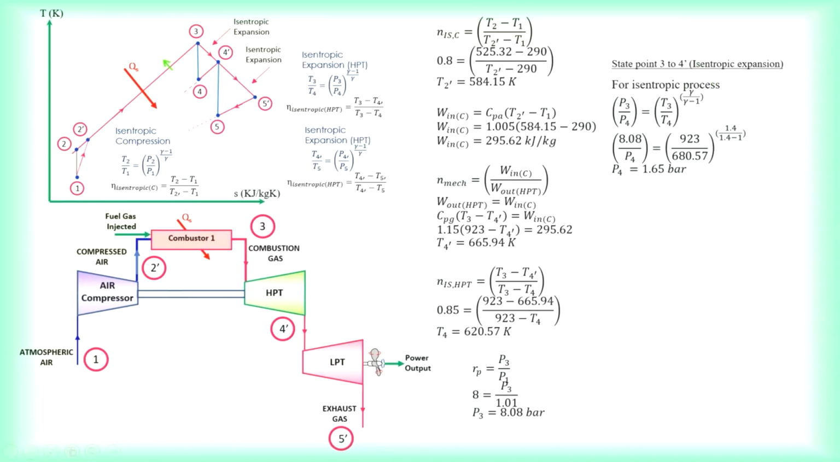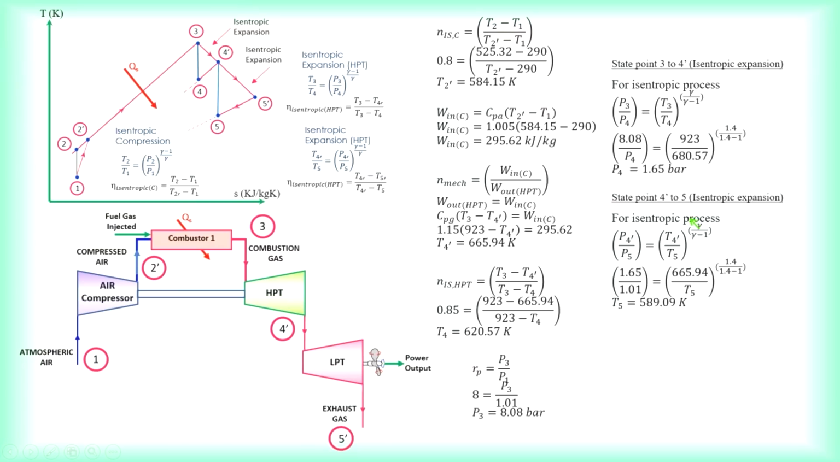From the isentropic efficiency of the high pressure turbine, you will be able to find the exit pressure of the HPT, which is 1.65 bar. This pressure here is 1.65 bar, this is 8.08, and this is 1.01. Based on the isentropic efficiency of the low pressure turbine, we will be able to find T5. Then for T5 prime, again consider the isentropic efficiency, and you will be able to find T5 prime.